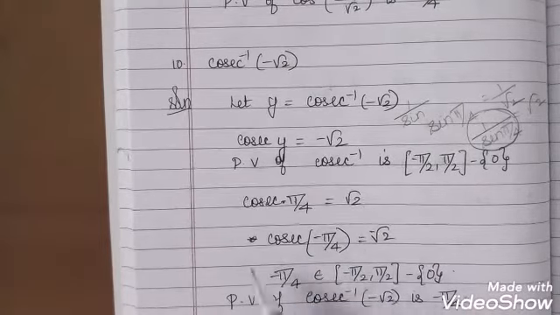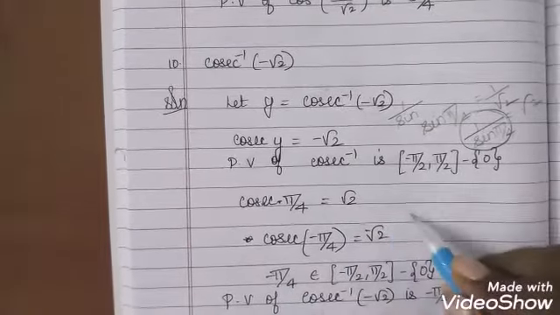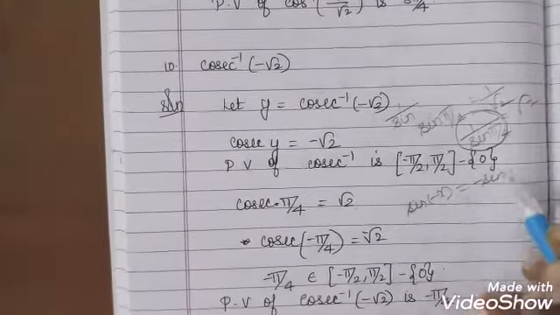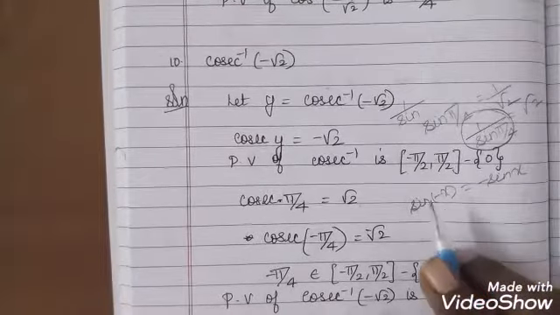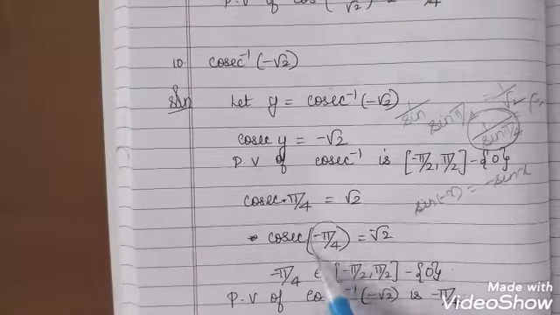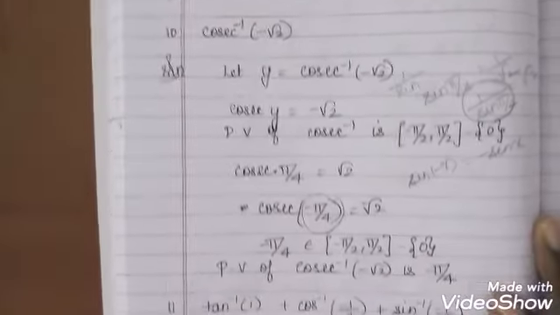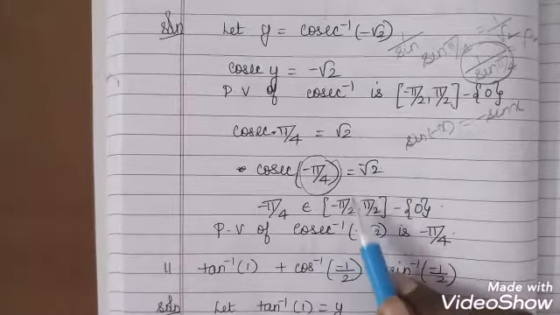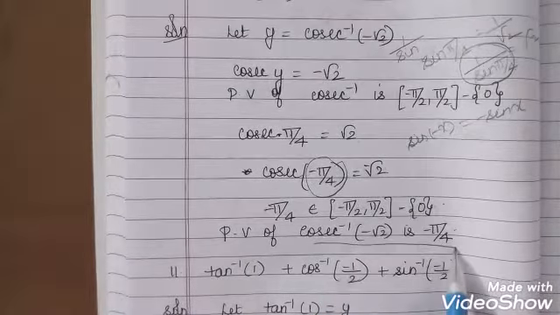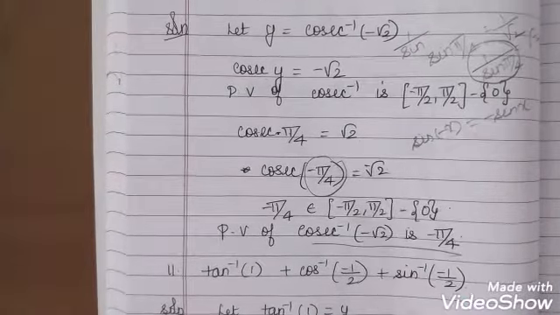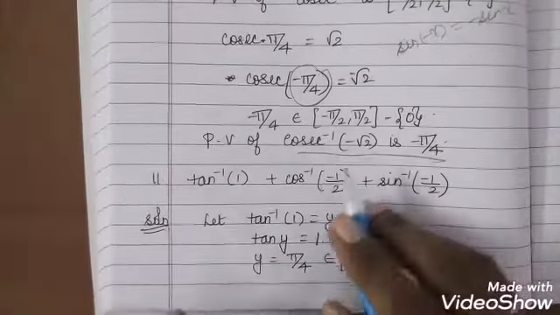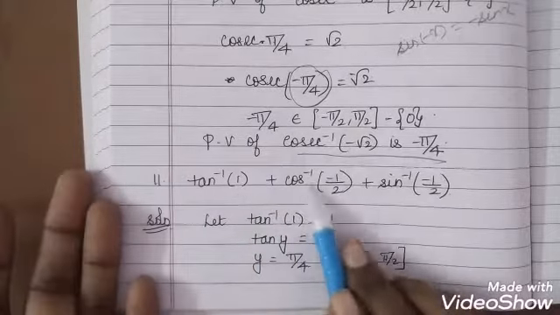Now I'll bring the negative sign here. Since sine of minus x is equal to minus sine x, the same goes for cosecant also. So I can say cosecant of minus pi by 4 is equal to minus root 2. Now see whether it lies in the principal branch. Minus pi by 4 belongs to the closed interval minus pi by 2 comma pi by 2 minus 0. So the principal value of cosecant inverse of minus root 2 is minus pi by 4. Okay. Now the 11th question. It's like the previous one, but you have a sum of inverse trigonometric functions.